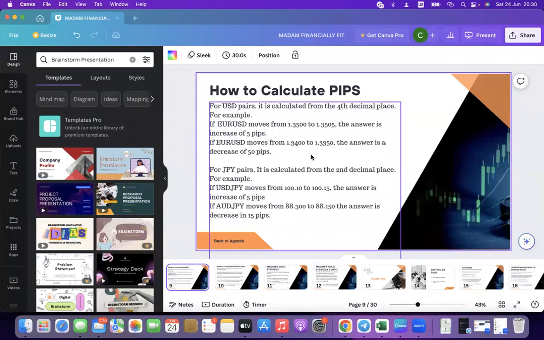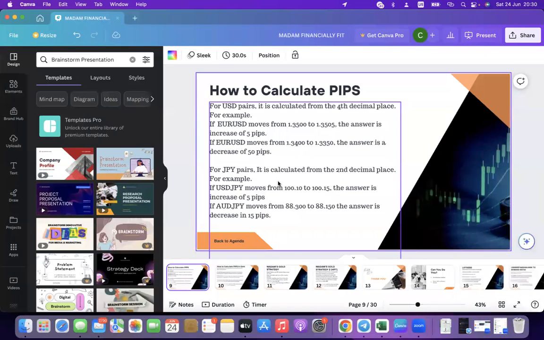But if it moves down, so if it moves from 1.3400 to 1.3350, it has moved how many pips? Look at that, right? So this is 3,400 minus 3,350. It has moved 50 pips. And it's a decrease. So you can see how it is to calculate for USD.